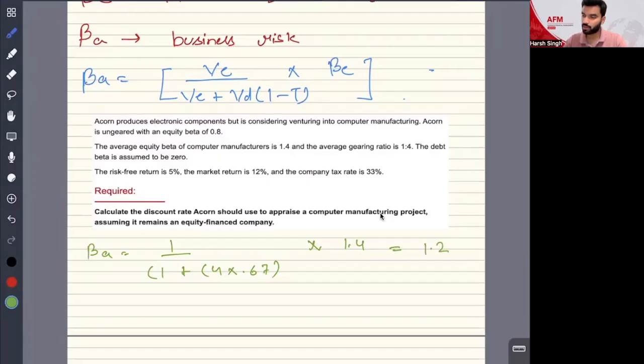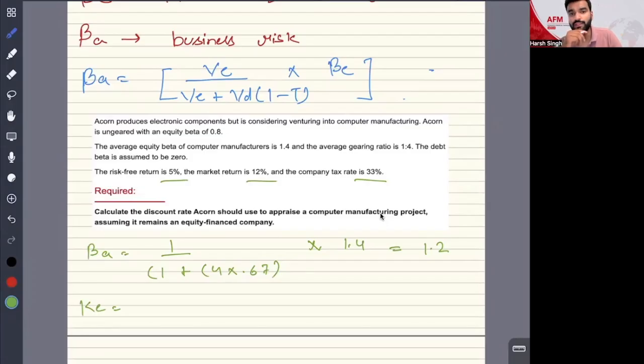1.2. Now this beta asset can be used to find out the value of my cost of equity. Now you might say, sir, why are we directly putting this formula in cost of equity? Because other things are already given: risk-free rate, market return, and company tax. So my cost of equity, if I enter into this business, what will that be?